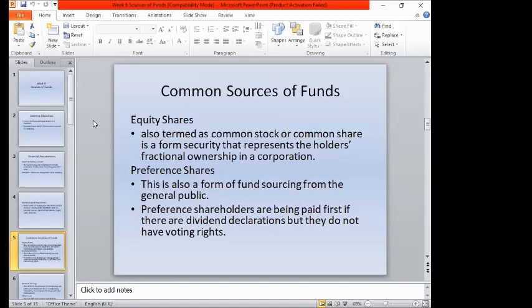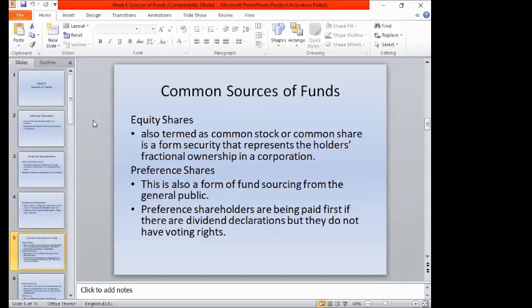The next is the common sources of funds. We have the following common sources of funds: the equity shares and the preference shares. Equity shares are common stock, or a security that represents the shareholders' fractional ownership in the corporation. Fractional means a portion of ownership in the corporation. In order to be a shareholder, you should have a stock or security that can be invested, and that is the equity shares.